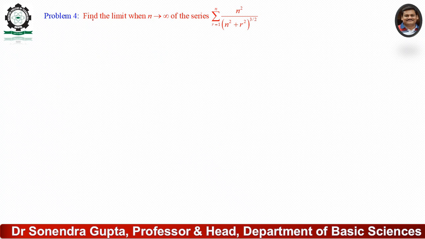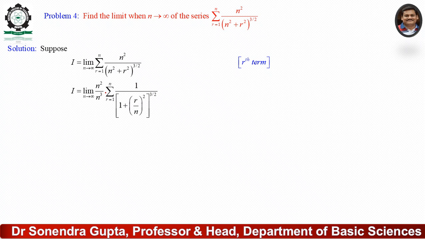Now the fourth question is: find the limit when n tends to infinity of the series summation r equal to 1 to n, n square upon (n square plus r square) to the power 3 by 2. First, let this be I. Now we can take n square common, so (n square) to the power 3 by 2 means n cube, that means n square upon n cube.